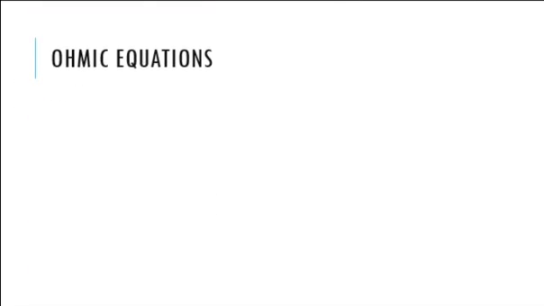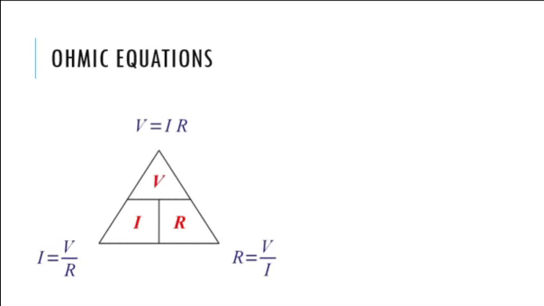All right. Now we have ohmic equations. From V equals IR, we can write equations for I and R. If I is made the subject, I equals V over R, and writing the equation for R, R equals V over I. So all these three are called ohmic equations, and they can be used in solving problems.